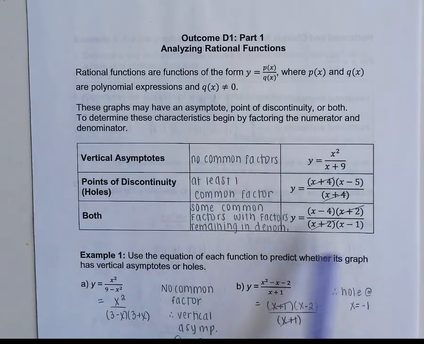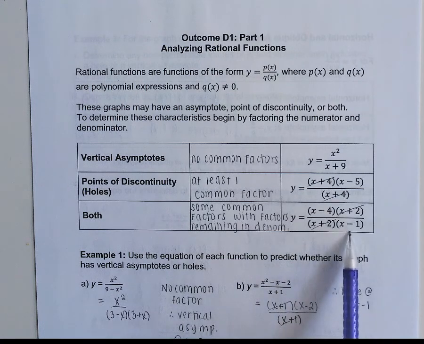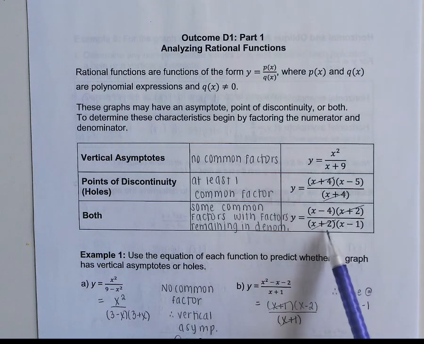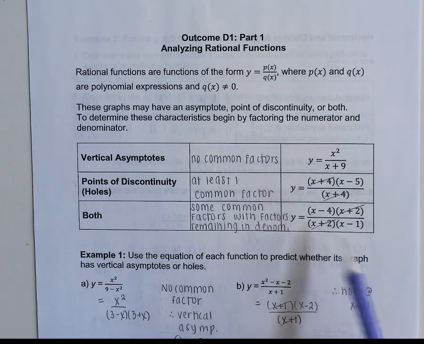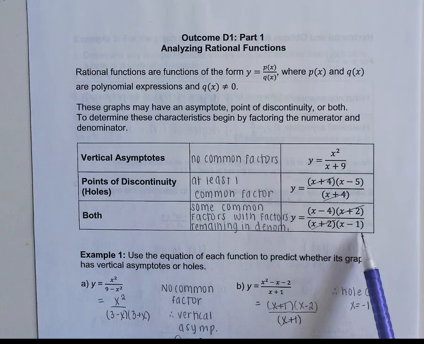Now, it is possible to have both of these scenarios in a function. If you look at this last one, our non-permissible values are x cannot be negative 2 and x cannot be 1. You'll see that this factor of x plus 2 is common on the top and bottom, so that would result in a hole in the graph. But x cannot be 1 would result in an asymptote. So this graph would have both a hole and an asymptote in it.